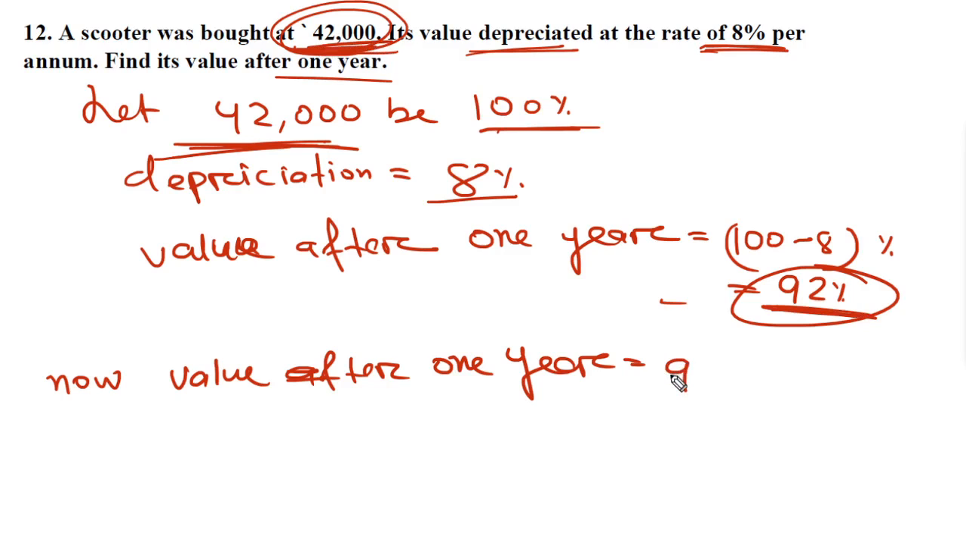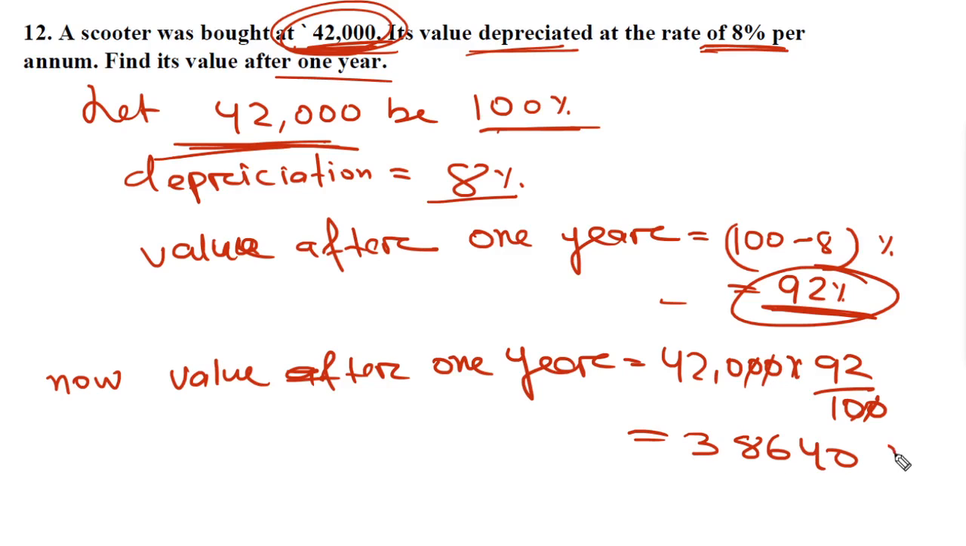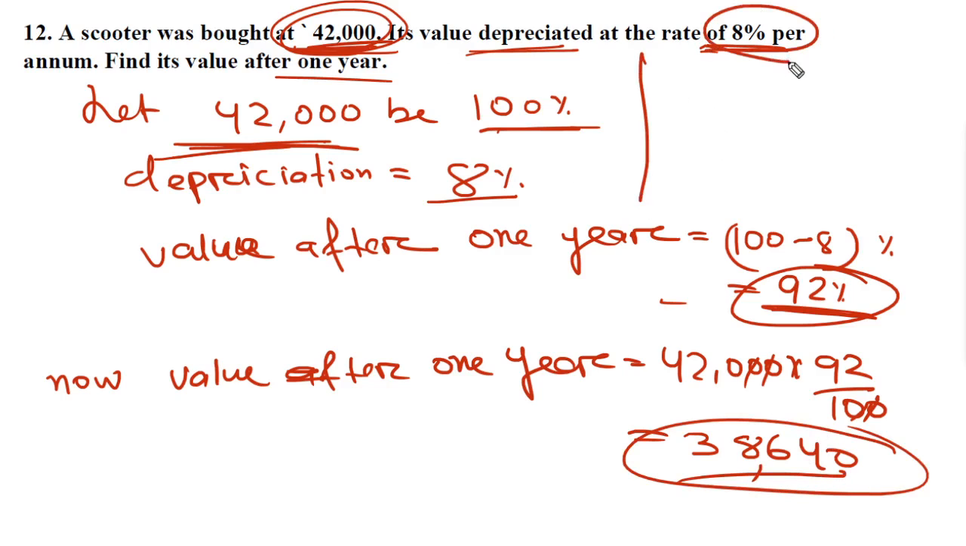So you can just write 42,000 once again, 42,000 into 92%, 92 by 100. Now you can cancel 2 zeros, so you have to multiply 420 into 92, it will be 38,640. Another way is also there: you can find 8% of 42,000, then subtract that value from 42,000. So in either way you can move. So this is the solution for question number 12. Also this is the completion of this exercise.